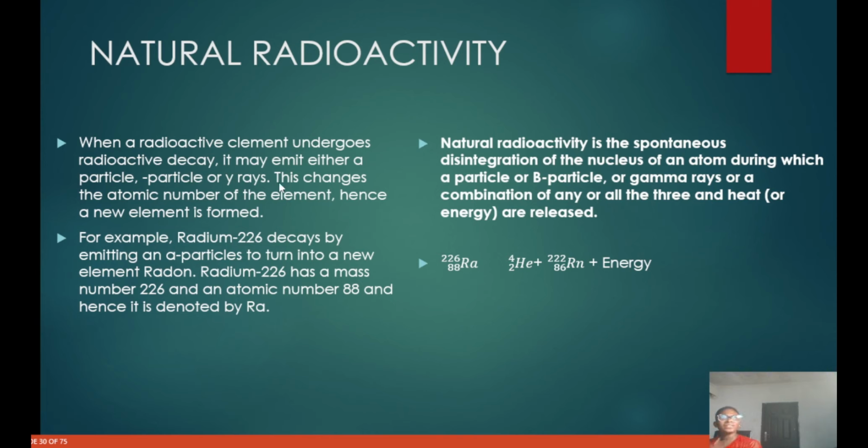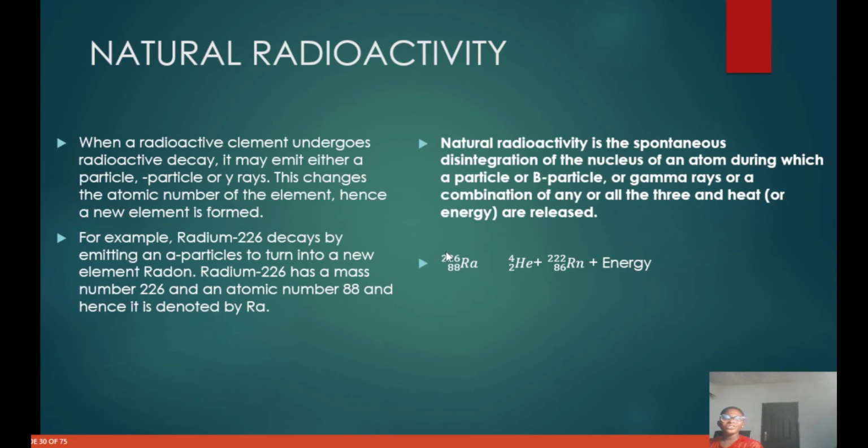Natural radioactivity. When a radioactive element undergoes radioactive decay, it may emit either an alpha, beta, or gamma ray. This changes the atomic number of the element. Hence, a new element is formed.